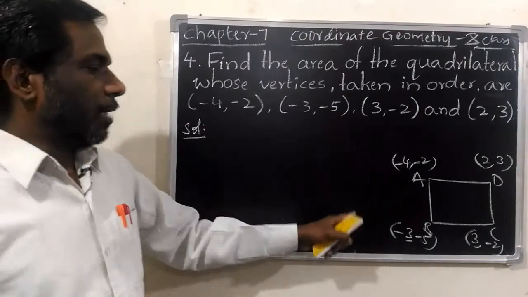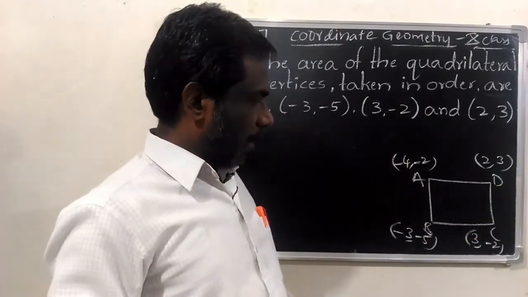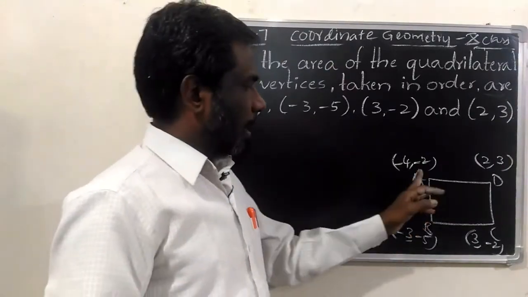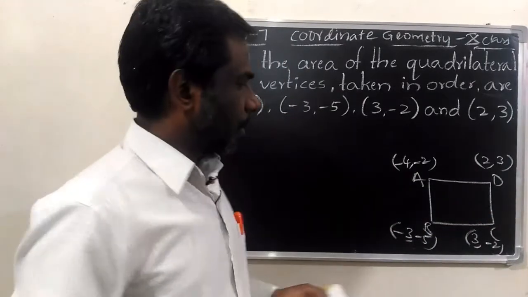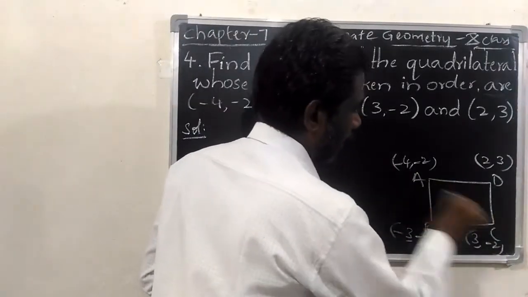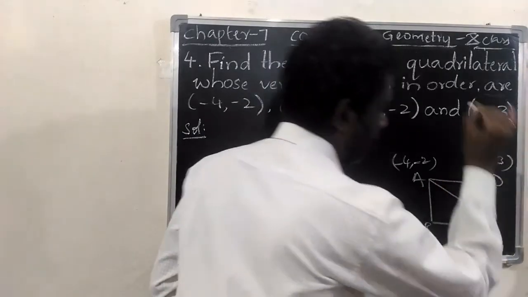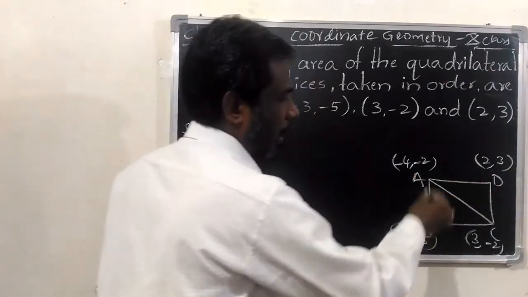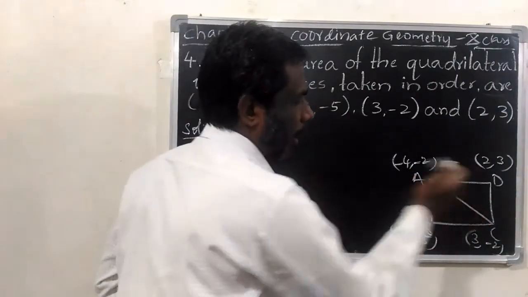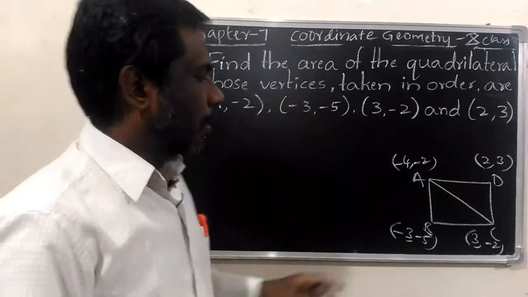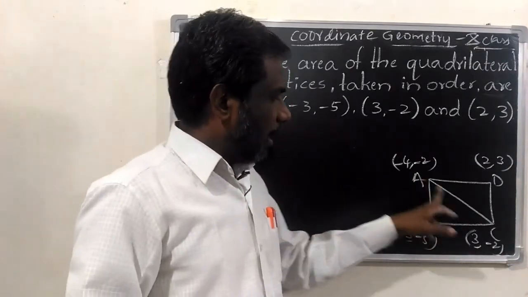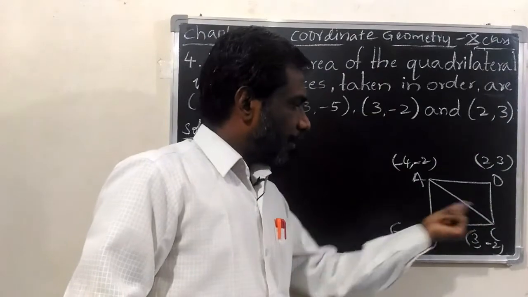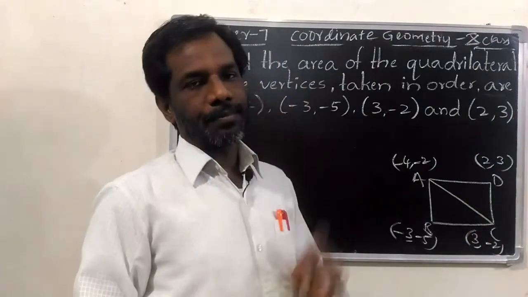Now we want to find the area of the quadrilateral. For this we want to draw any one diagonal, either AC or BD. Here I am drawing, joining AC. AC is one of the diagonals. When I draw this diagonal, the quadrilateral divides into two triangles. So we can now find the area of ABC and the area of ACD. Then if we add them, we will get the area of the quadrilateral.